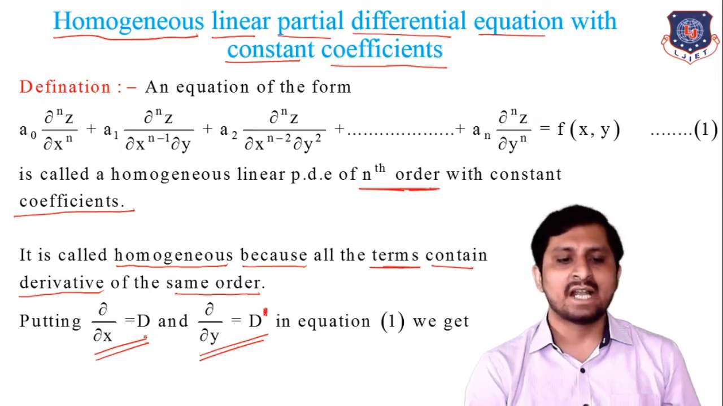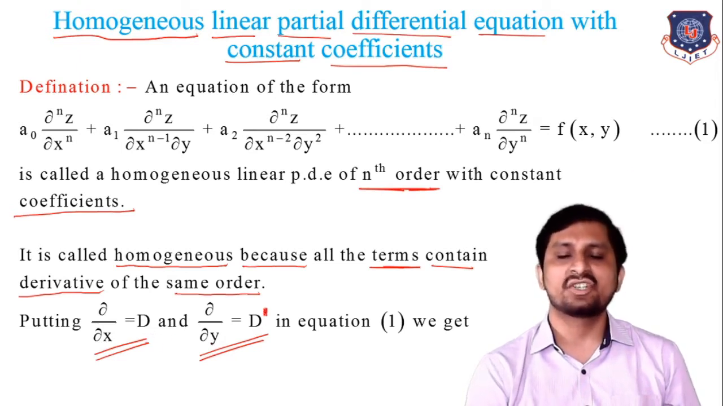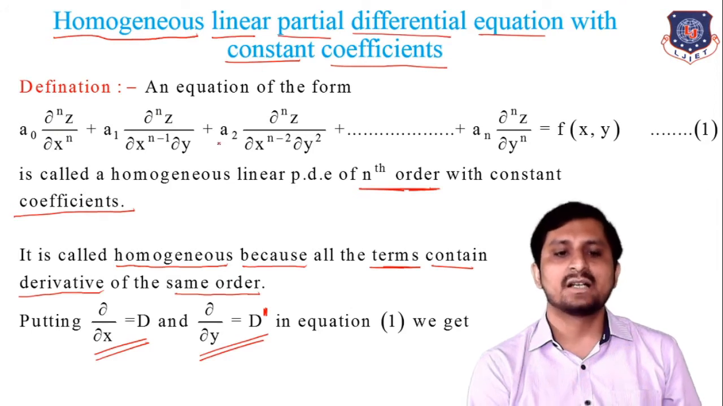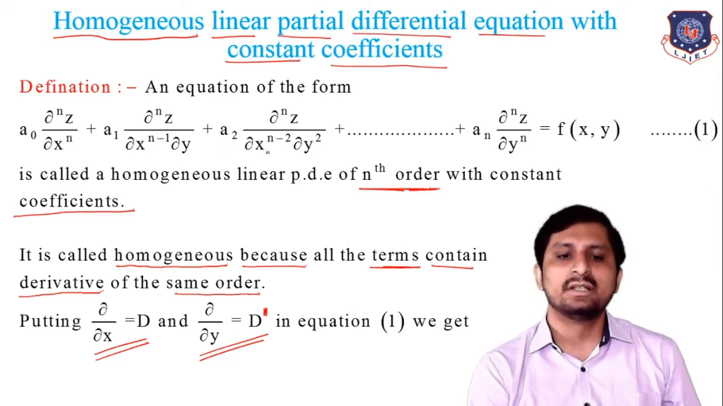Now put these two values in this equation. The first term becomes a0 capital D raised to n. The second term becomes a1 capital D raised to n minus 1 into d dash, plus the third term becomes a2 capital D raised to n minus 2 into d dash square, plus up to an d dash raised to n, that is equal to f of xy.